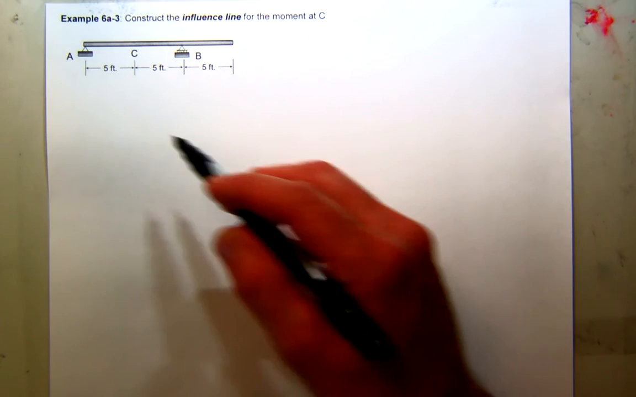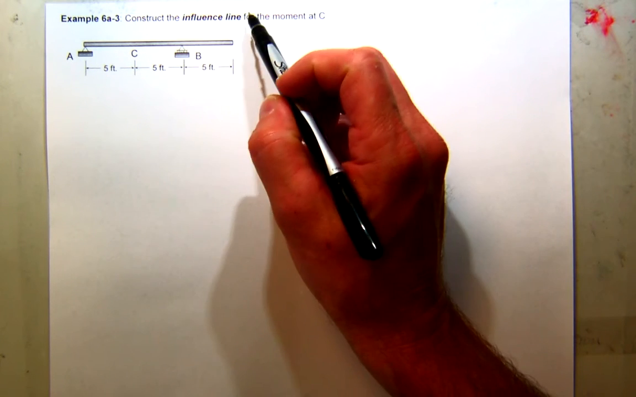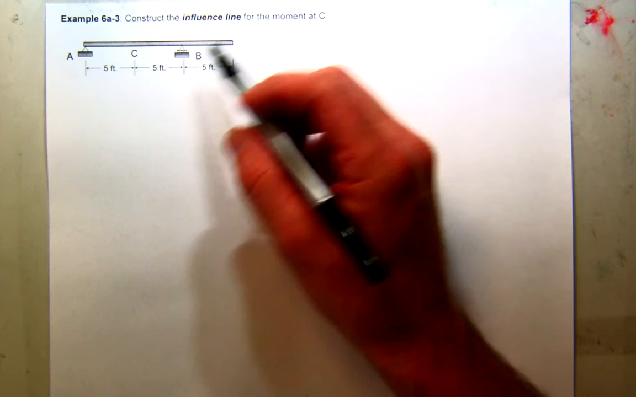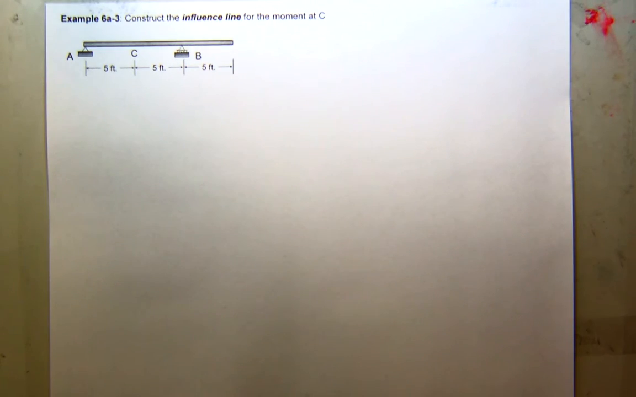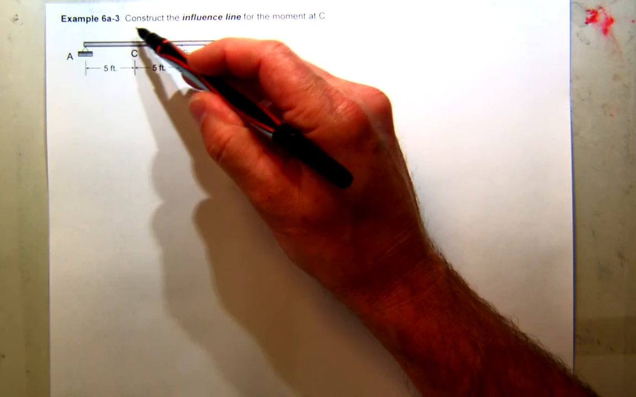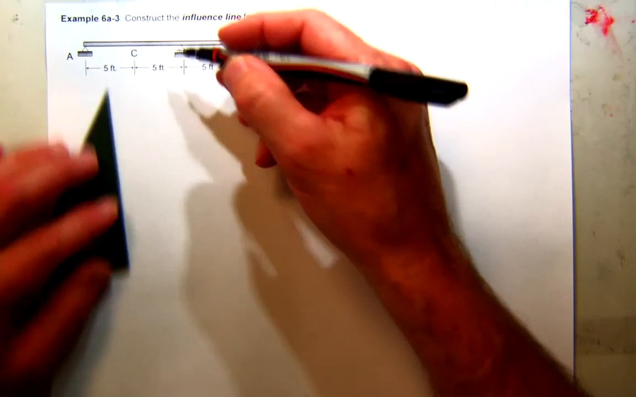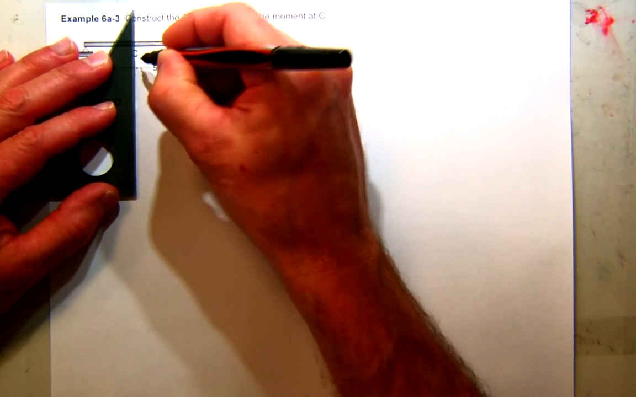All right, so here's another one. Again, we're drawing influence lines. This is going to be the moment at C. There's C kind of in the mid-span there. So like we talked about before, since I'm going to try to find the internal moment at C, you can imagine a section cut here.